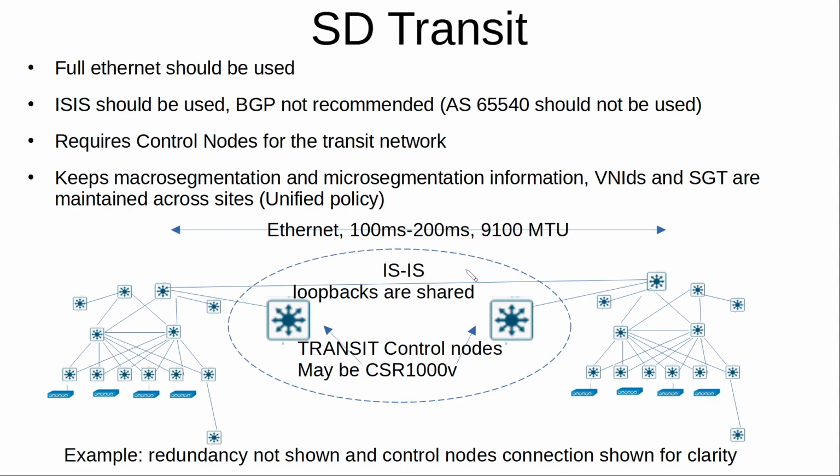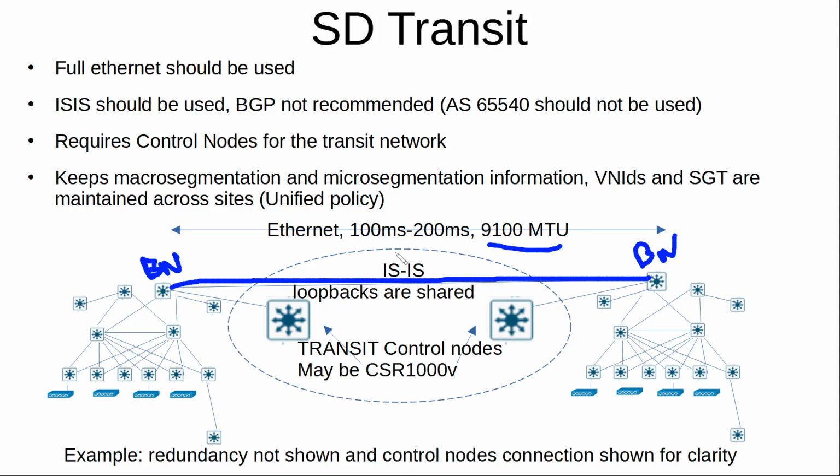With the SD transit solution, you will be connecting your border nodes, for instance, back to back using an Ethernet connection. This is a way of showing it for clarity. I am not showing redundancy or high availability for the sake of just explaining how this works. So we'll have an Ethernet connection that must support jumbo frames, and it should provide you with 100 milliseconds of latency end to end, with a maximum allowable latency of 200 milliseconds.